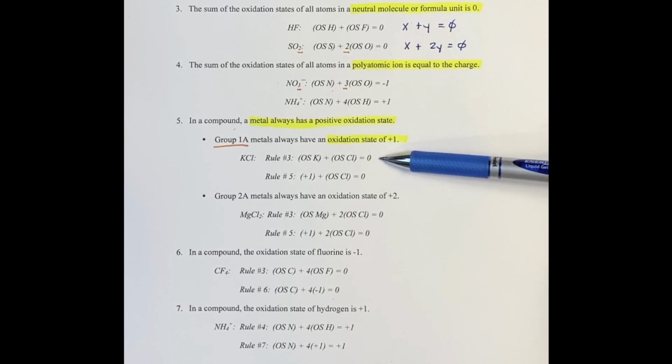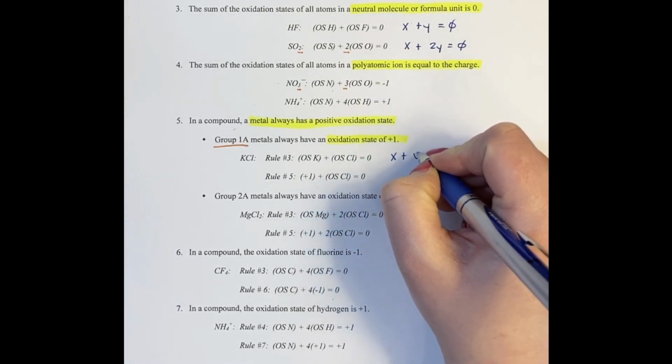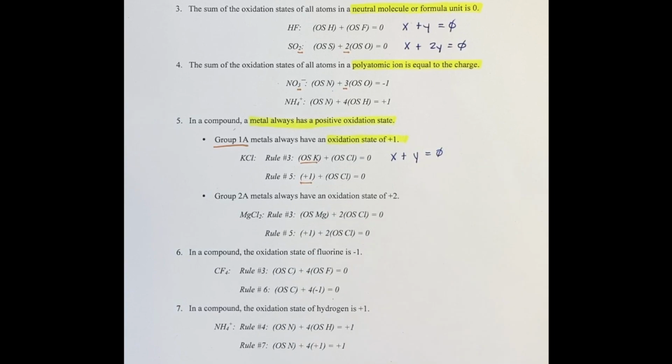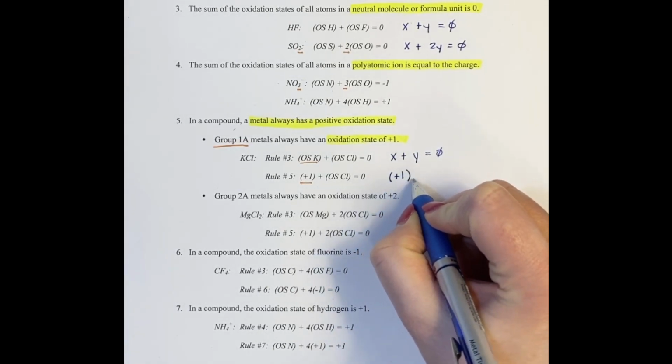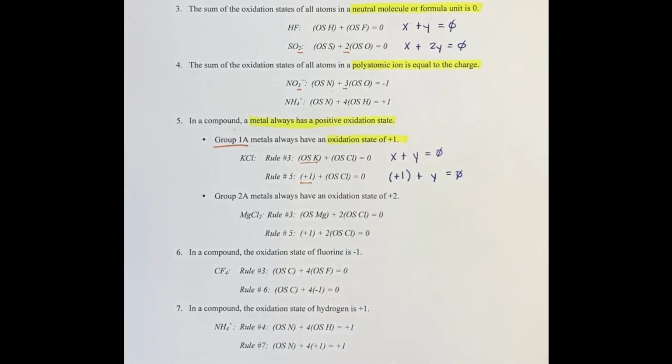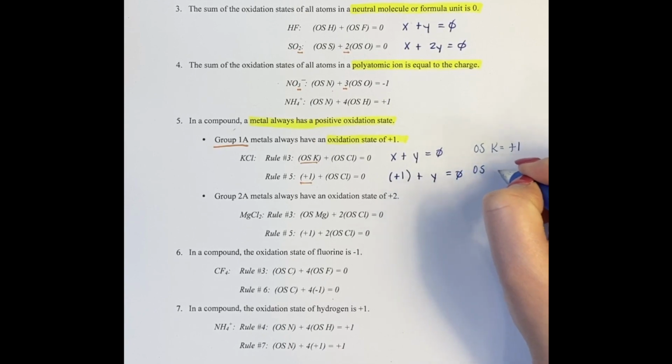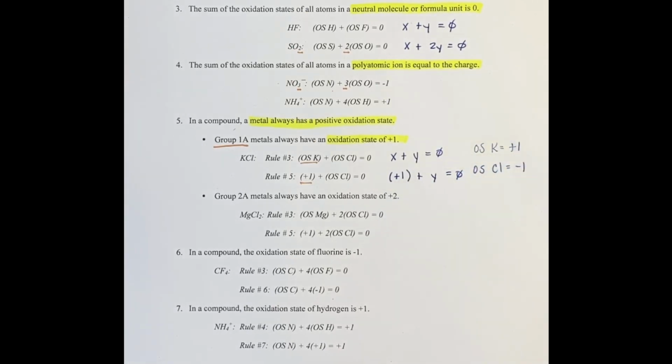The oxidation state of potassium plus the oxidation state of chlorine was equal to 0. Again, we've got an equation that says x plus y equals 0. Rule number 5 now is going to allow us to substitute in for the potassium in this equation. Rule number 5 tells us that potassium's oxidation state will be +1. So now we can substitute in for the x in this equation with a +1. So plus 1 plus y equals 0. Based on that, we know that the oxidation state for the potassium was plus 1, and we know that the oxidation state for the chlorine is minus 1 when we solve.